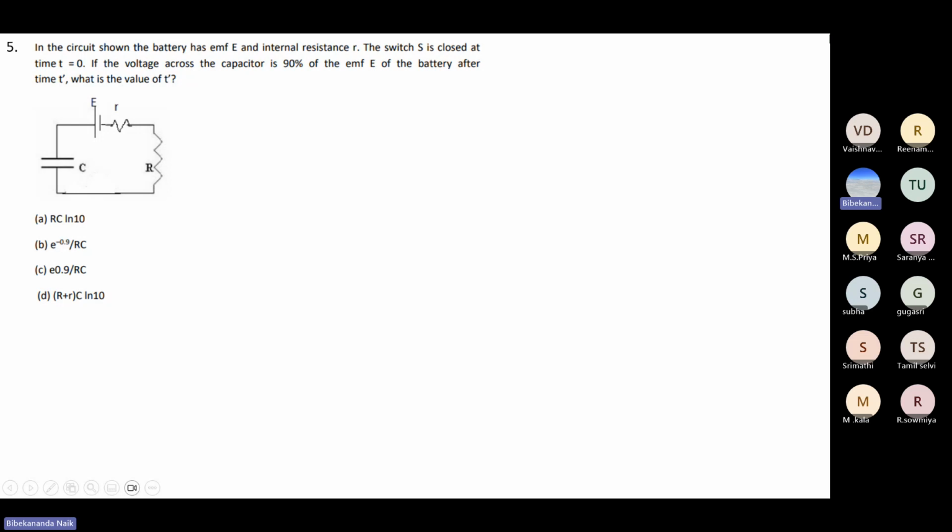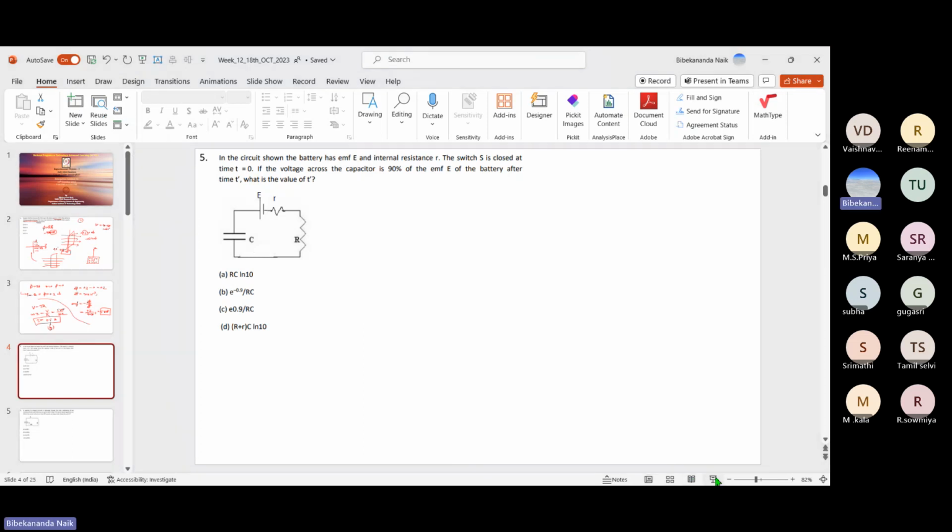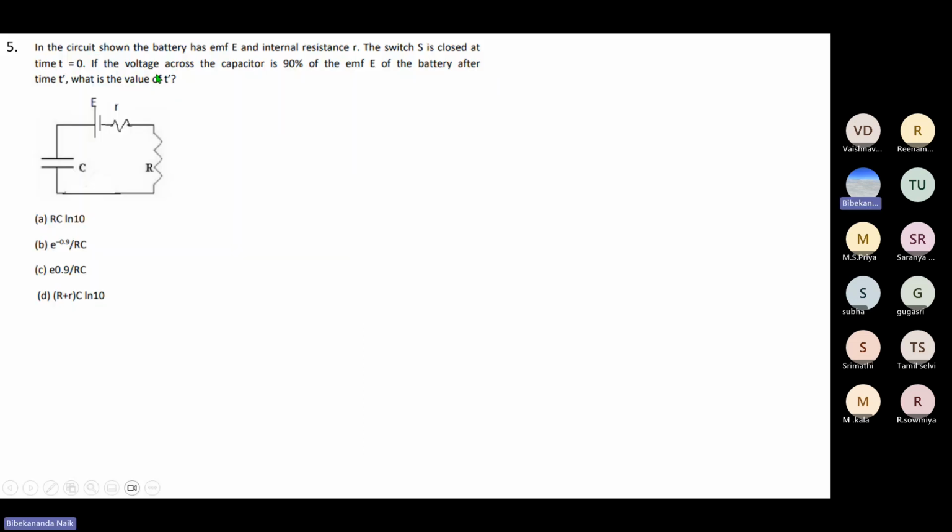Now the next question of today's session. The question says, in the circuit shown, the battery has EMF E and internal resistance R. The switch S is closed at time t equal to 0. If the voltage across the capacitor is 90% of the EMF E of the battery after time t prime, what is the value of t prime? The options are RC log 10, e to the power 0.9 by RC, e to the power 0.9 by RC, and R plus RC ln 10. This question is based on an RC circuit.